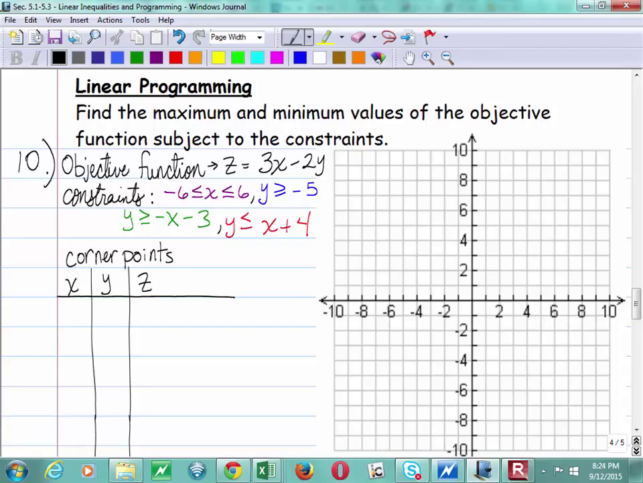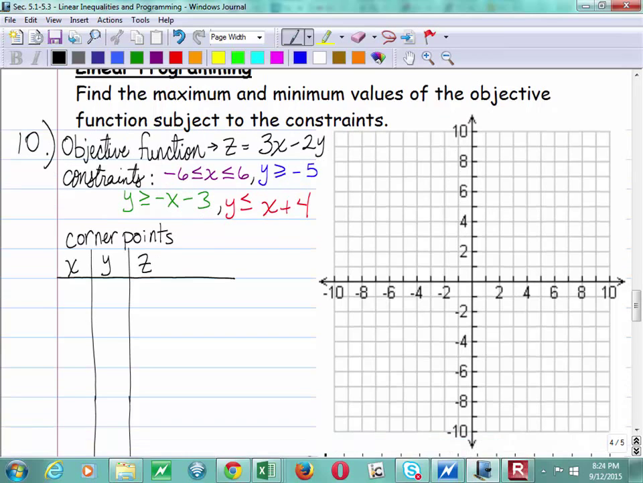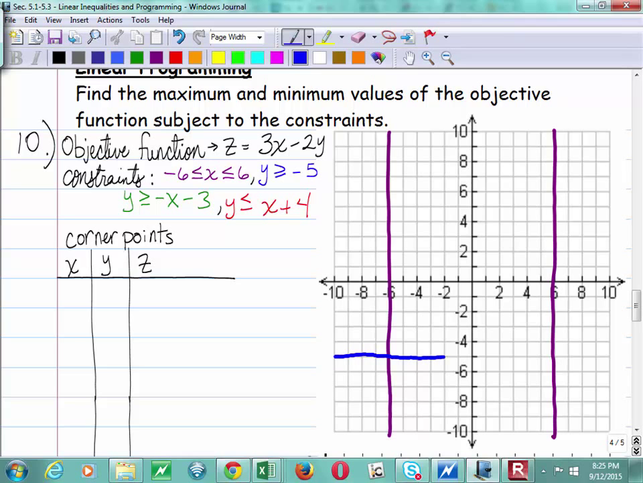So the first thing we're going to do is just graph the constraints. Okay. So I have x is in between -6 and +6. So that's going to give me two vertical lines at -6 and +6. And so I know my feasible region is going to have to be in between these vertical lines. Alright, then I've got y is greater than or equal to -5. So that gives me a horizontal line at -5.